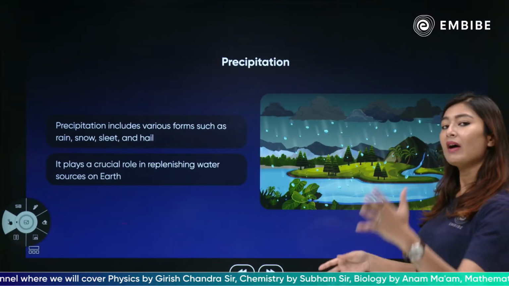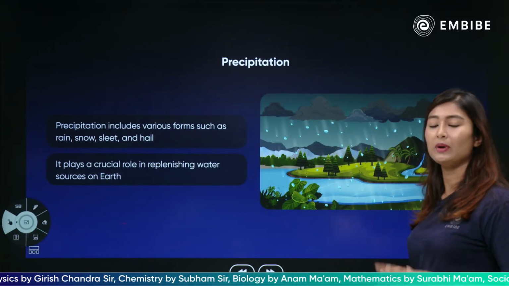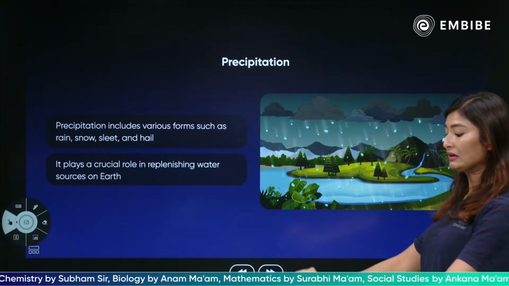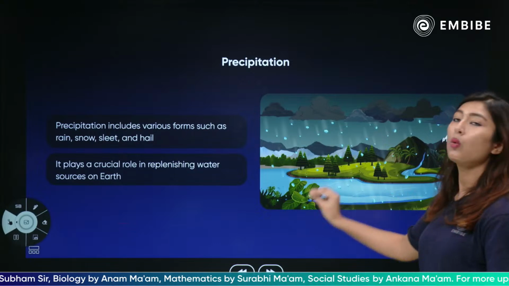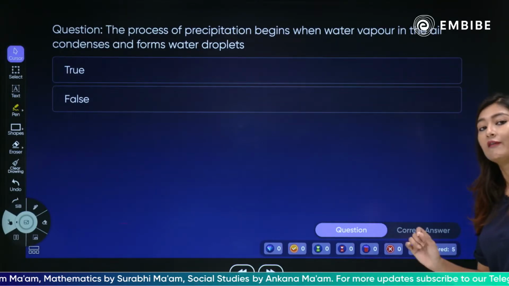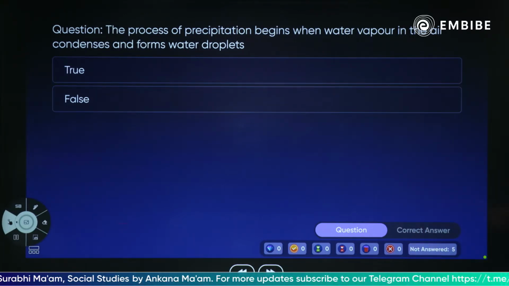तो ये पानी का वापस भरना बहुत ज़रूरी है, जो कि प्रेसिपिटेशन से होता है. प्रेसिपिटेशन ओनली refills the water, provides the water back to the surface, to the different water bodies. So that is why rain and the precipitation is very important. Okay. Now let's quickly answer the question. The process of precipitation begins when water vapor in the air condenses and forms water droplets. Is this true or is this false?